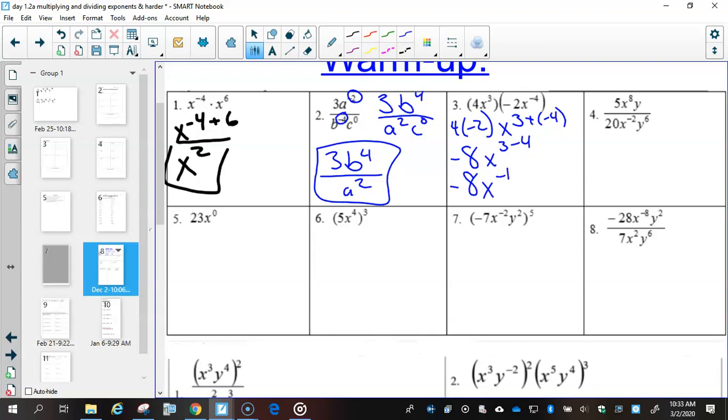Can we leave this like this? No. Why not? Because we have a negative exponent. What would this final answer be? The 8 is not part of that negative 1. The negative 8 doesn't go with the negative 1. Negative 8 over x. If we're separating them, yes, it would be negative 8 times 1 over x, but combined at the end it would be negative 8 over x.